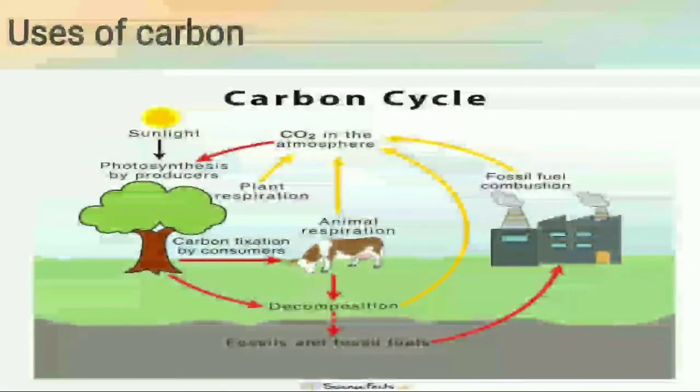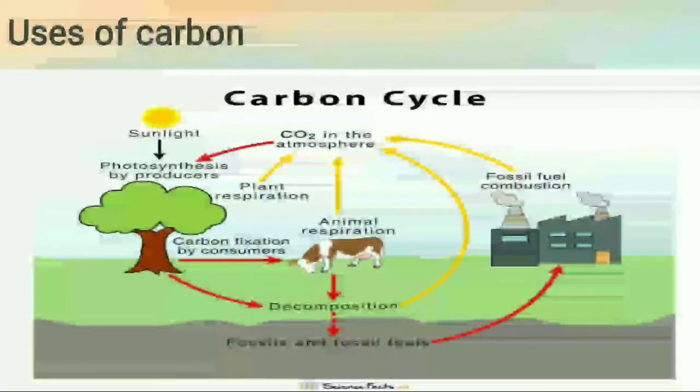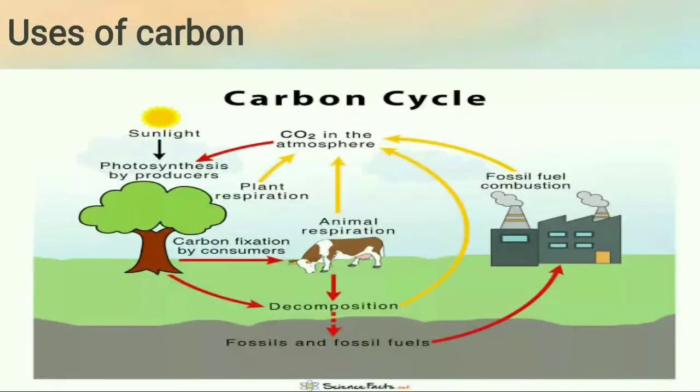On burning of fuel and through respiration, carbon dioxide is released into the atmosphere, which is used by green plants in the presence of sunlight to make food by the process of photosynthesis.